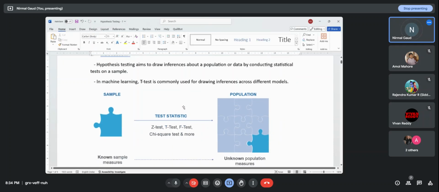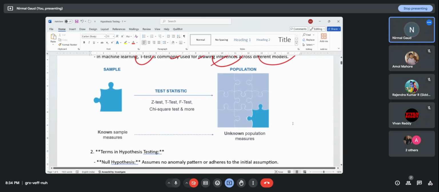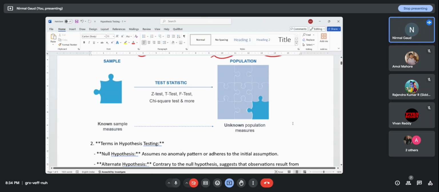According to the definition, hypothesis testing aims to draw inferences about the population. So we have a sample, we apply all the tests over the sample, and ultimately we have to draw the inferences over the population. In machine learning, the t-test is commonly used to draw inferences across models, and we apply this kind of test like ANOVA and chi-square. So like this we have done in the previous lectures.